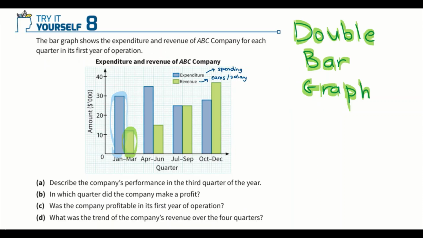The first question is, describe the company's performance in the 3rd quarter of the year. The 3rd quarter of the year means that it's from July to September. Because January to March is the 1st, April to June is the 2nd, July to September is the 3rd quarter, and October to December is the 4th quarter.